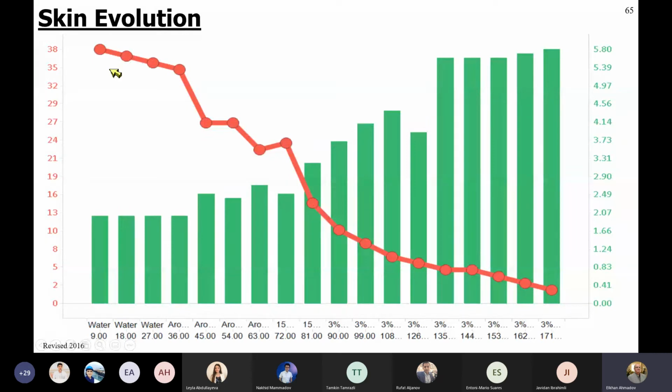So the skin is reduced from 38 to around two. So that's a very substantial reduction of the skin, and the result of this will be high production incremental.